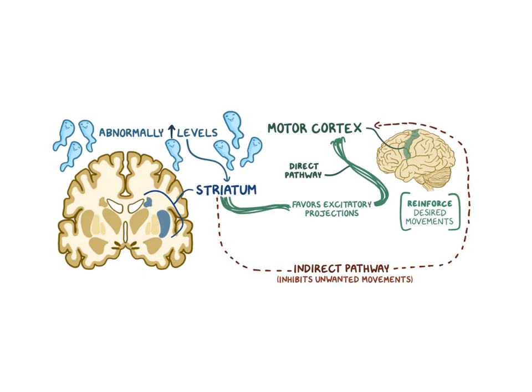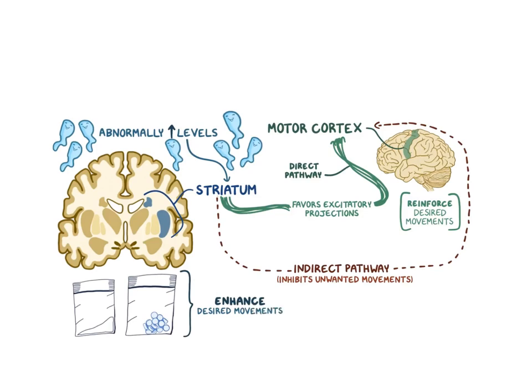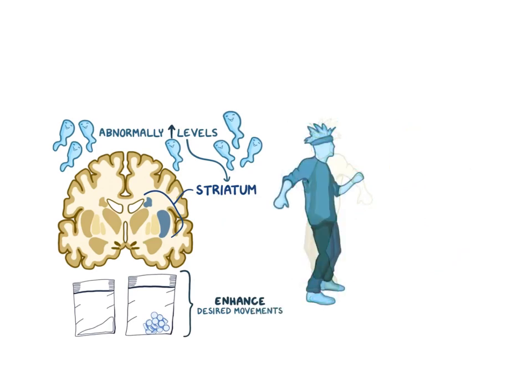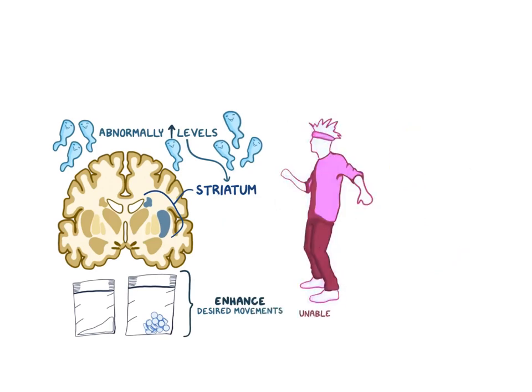As an example, individuals using cocaine or ecstasy often have enhancements of movements they want, like dancing at a rave. But they're less able to control unwanted movements like grinding their teeth.